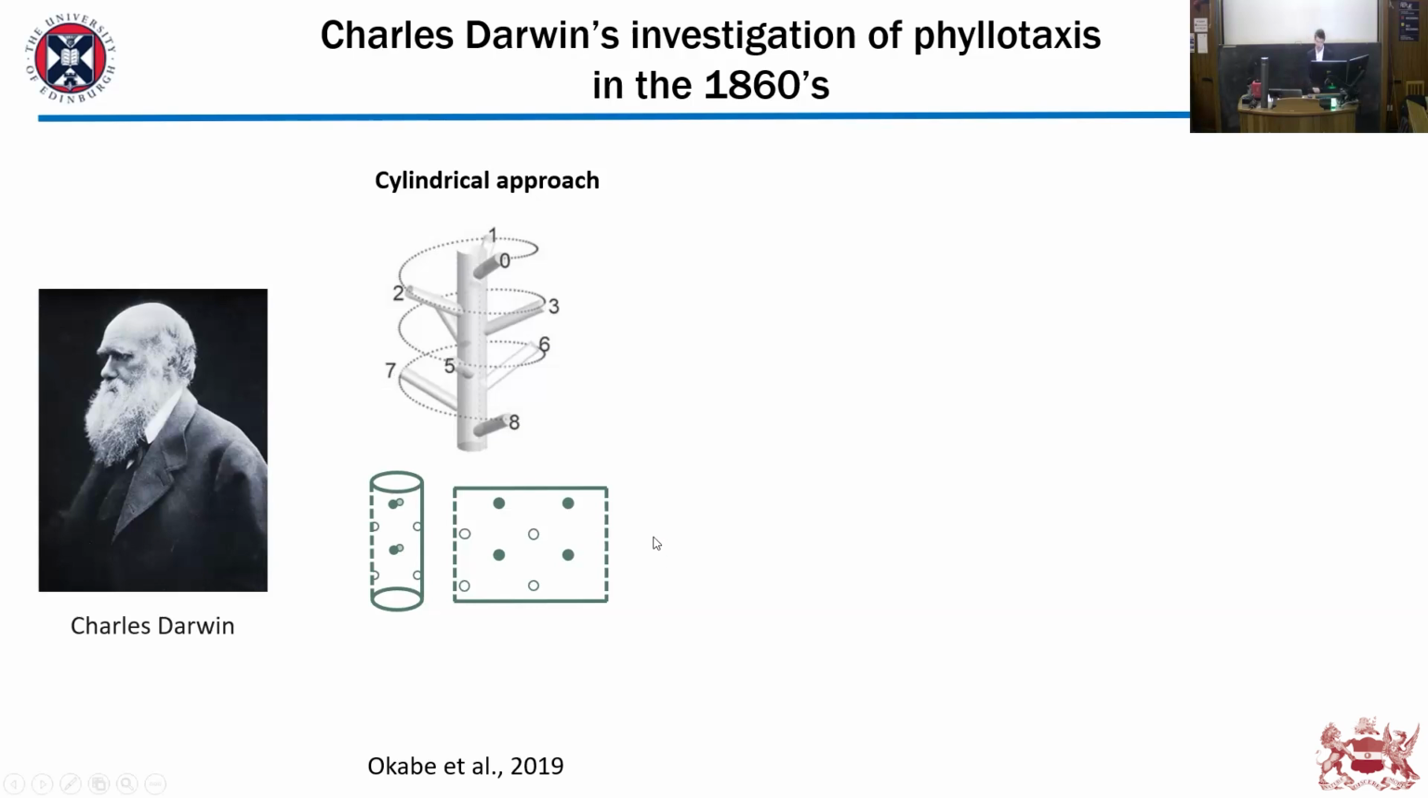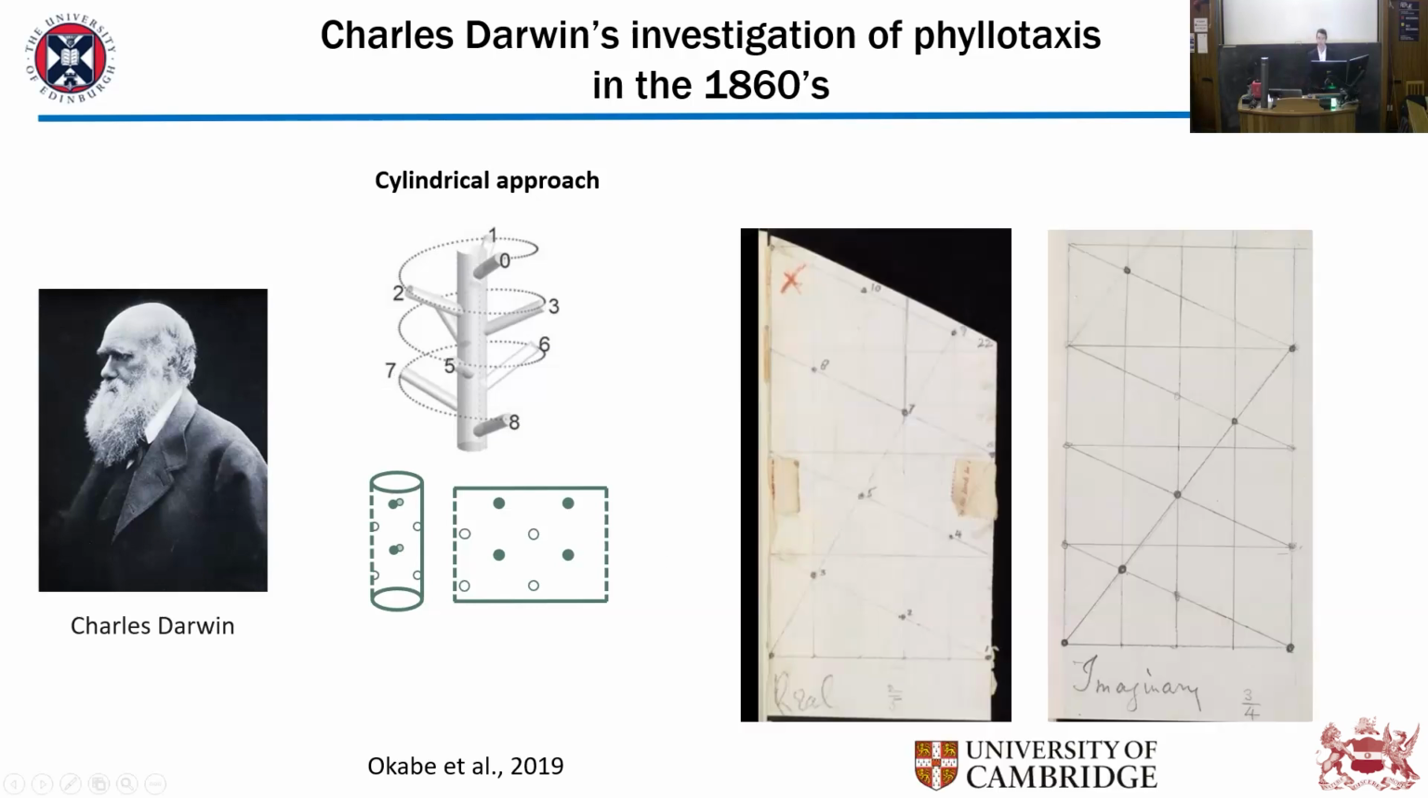And this is exactly what Darwin was doing. What he was trying to do was to visualize the distribution of the leaves on a plant stem, and doing that idea of wrapping it round to get the cylindrical approach and then unwrapping it and viewing it flat. And there's two examples here. What's amazing is obviously we can still look into Darwin's notebooks and see his own drawings and his own doodles on these.